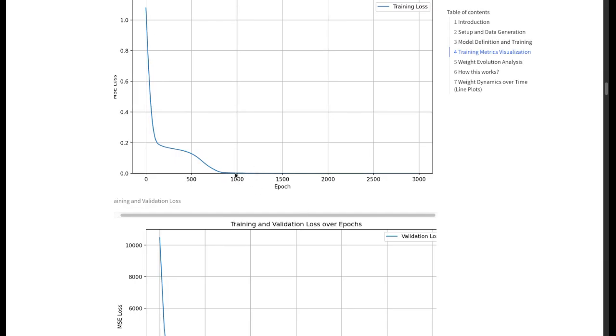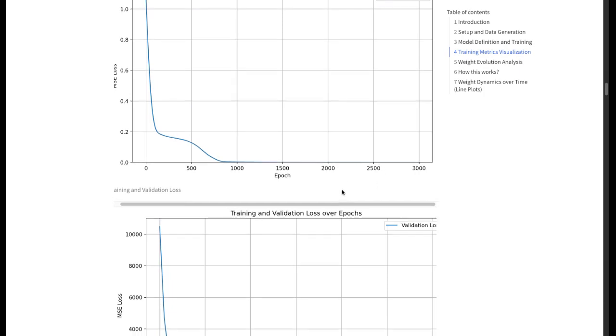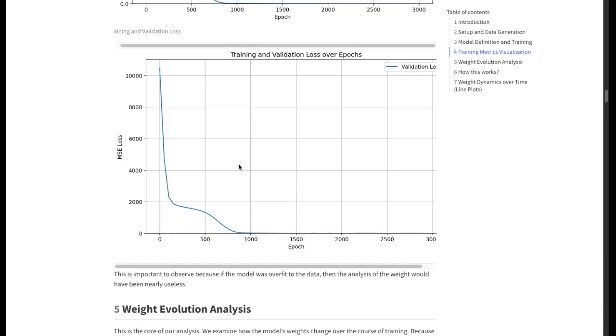One would say that here is the minimum, here it goes to the minimum. It's not the case at all. We will see later in the weight dynamics over time that this was not the case. After epoch number 1000, it just kept changing the weights a lot, and since the model is really precise now, I guess that this was important.